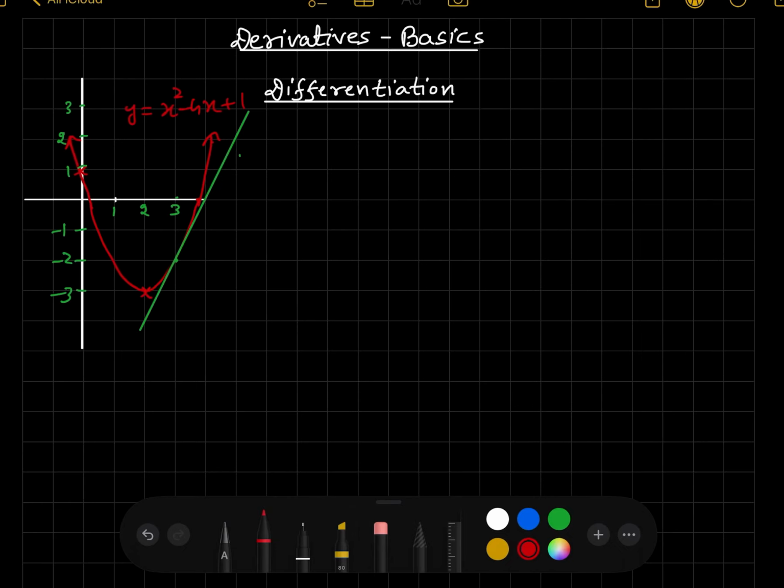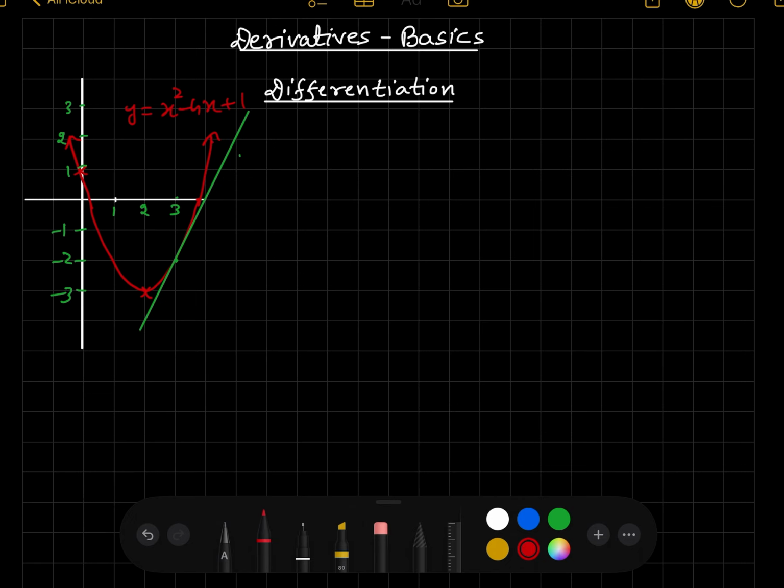Derivatives, basics of the derivatives. We study derivatives under the differentiation topic, and first we should know what the basics are. Everyone knows the formulae, and then we can apply the formulae and get our answers, but getting answers is not the ultimate thing. First we should know what a derivative is.